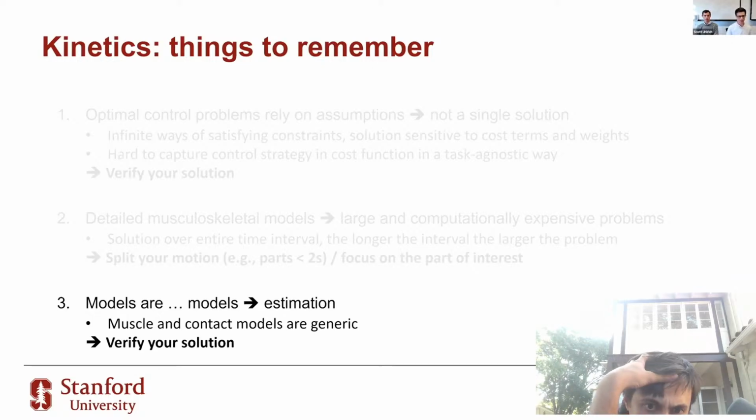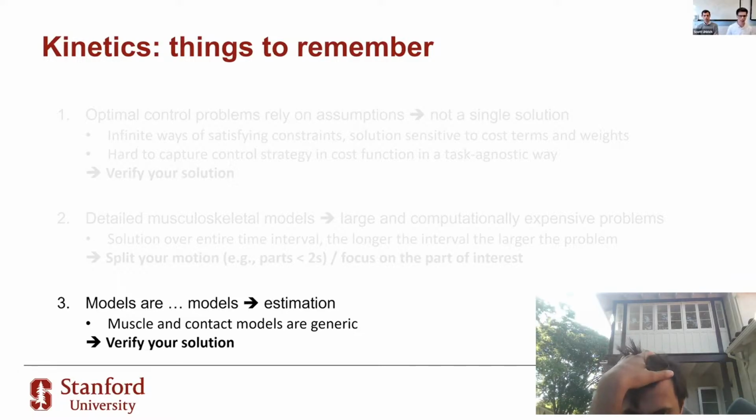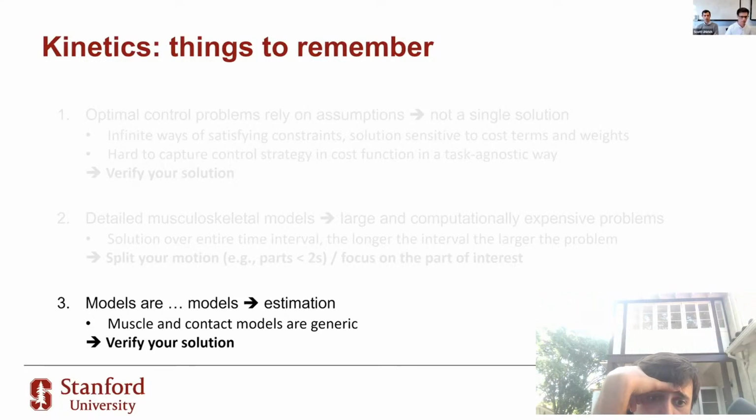The last thing to remember is these models are, well, they're models. And so all of the outputs here are really estimations. The muscles are generic, the contact models are generic. And so this doesn't change between your subjects, what type of shoes they're wearing, that kind of thing. So it's, again, important to verify your solution.